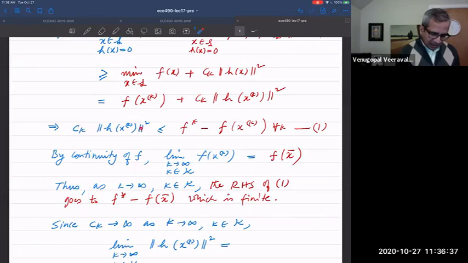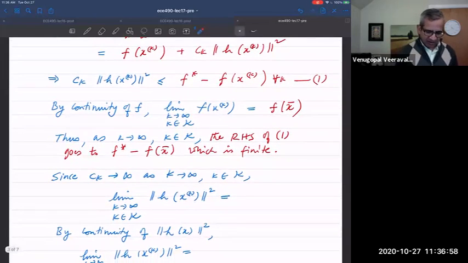And so if this h went to anything other than 0, the product will blow up, right? So the only way this can hold is if the limit of the left-hand side over the subsequence goes to 0.